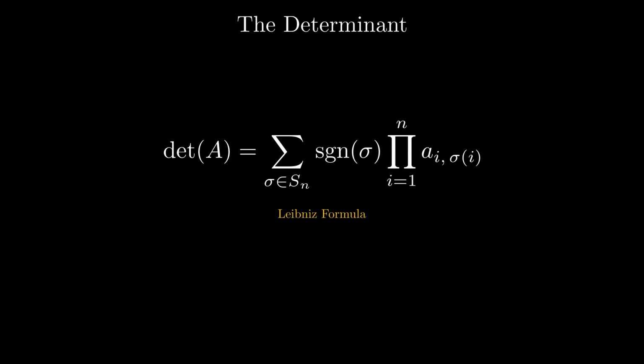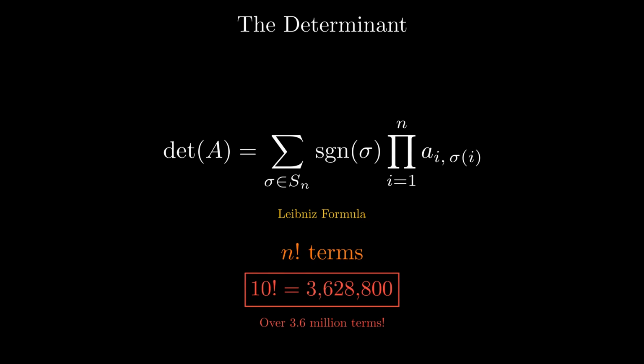The determinant, this single number assigned to every square matrix, isn't really defined by a formula. The standard formula for an n by n determinant, known as the Leibniz formula, is a massive summation over all permutations. It has n-factorial terms. For a 10 by 10 matrix, that's 10 factorial, which equals 3,628,800, over 3.6 million terms. Nobody defines the determinant that way.